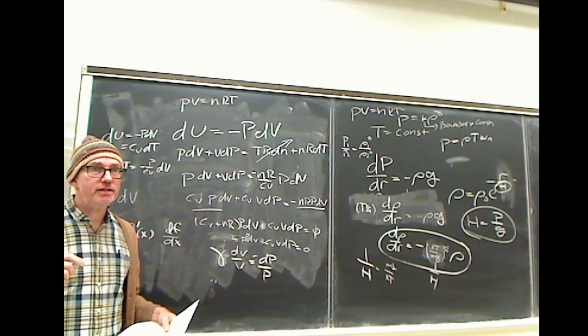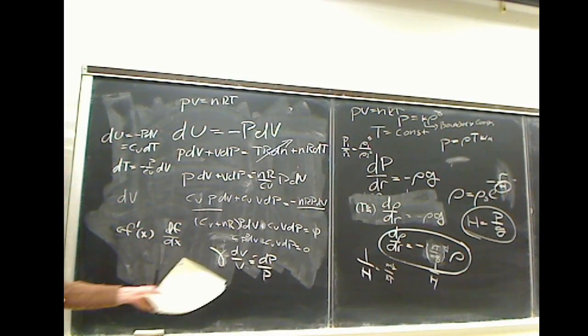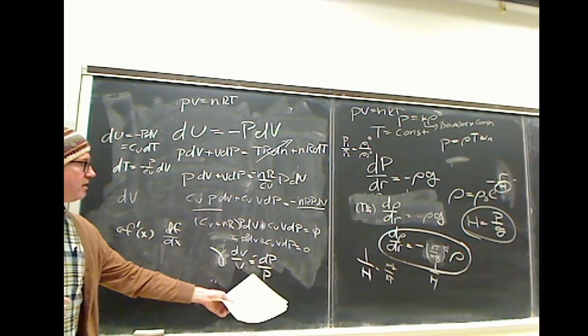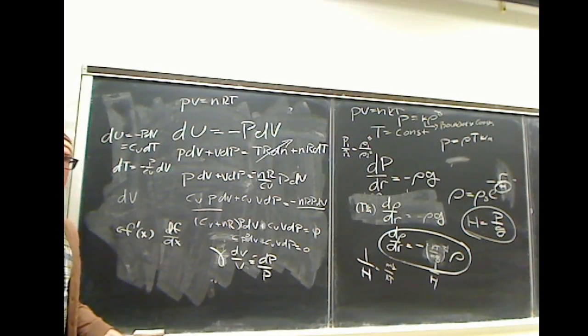Okay. So that statement, gamma dV over V equals negative dP over P? Is the line above that a negative? That is a true statement about adiabatic systems. Yeah. Okay. What is?